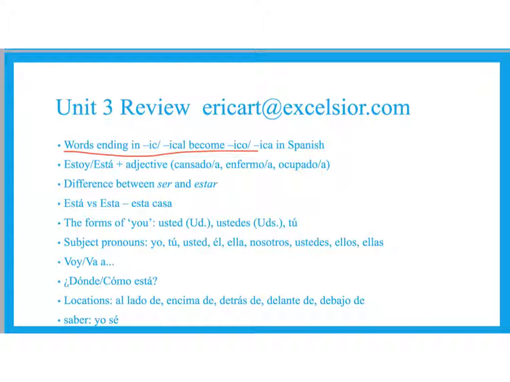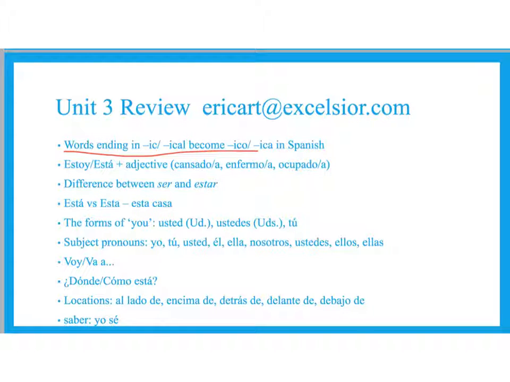So lógico, for example, is a good example here. Logical is lógico. But it can also be lógica. Political is político or política. The political situation would be la situación política.